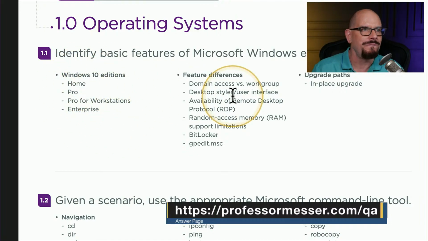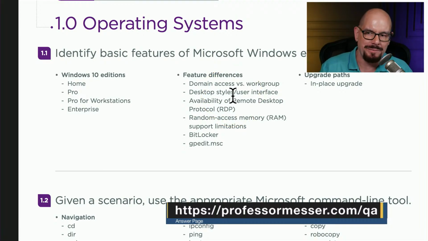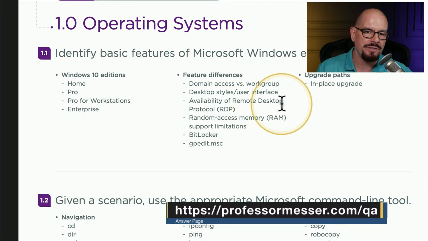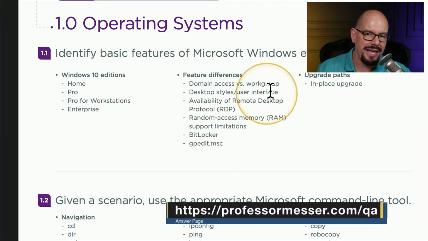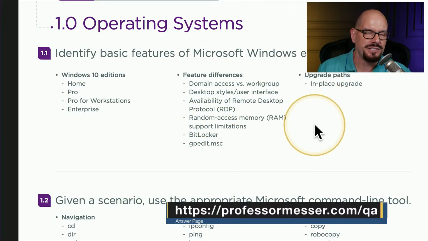But then when they move into feature differences, technically it's really the same between 10 and 11. They're basically the same operating system at that point. There's not much difference between them. There's some UI things and a little bit under the surface, but not much. But you have to know things like domain access versus workgroup, desktop style / user interface, availability of Remote Desktop Protocol, RDP, random access memory support limitations, BitLocker, GP edit, and then you have to know about in-place upgrades.